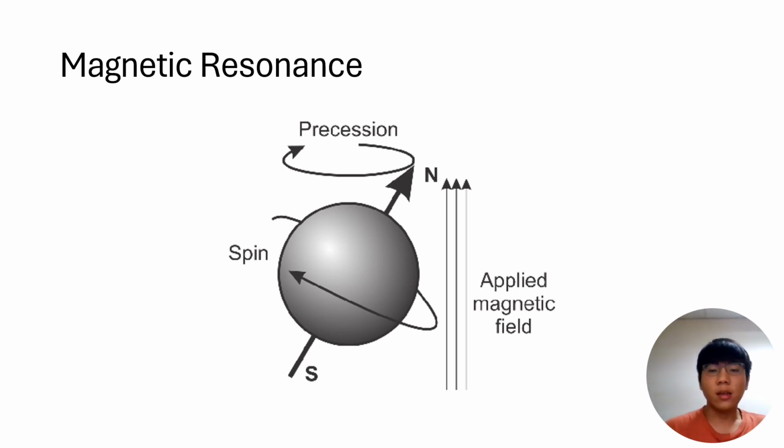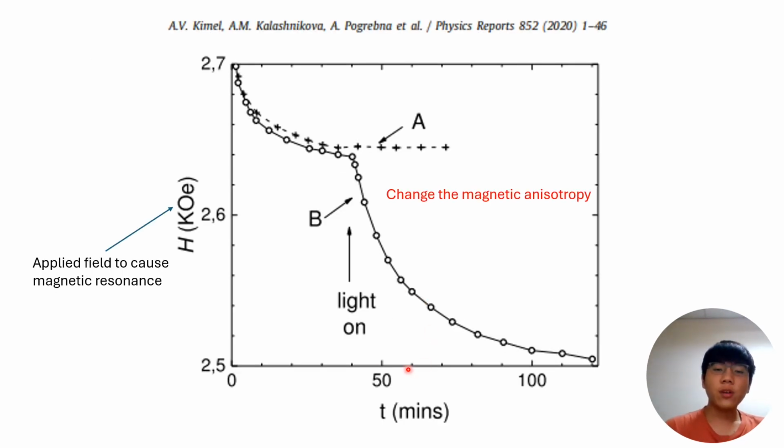So this leads to what? The MR value is said to be in part related to the magnetic material's anisotropy. So if a magnetic material responds in MR, for example, the value of the applied magnetic field changes, it also indicates a change in anisotropy. So which leads to this graph. After the light is switched on, we can see the applied field needed to cause magnetic resonance in YIG has significantly decreased compared to the unilluminated curve A.